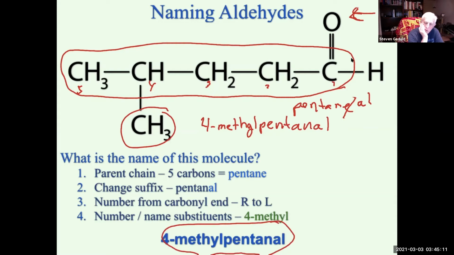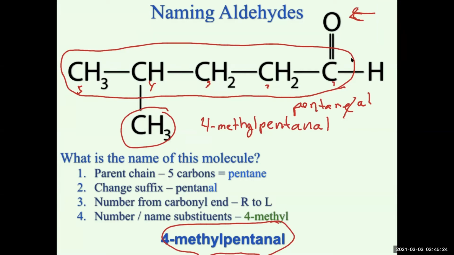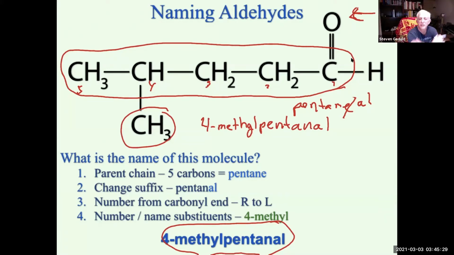Okay. Why do we not call it 4-methyl-1-pentanal? Because the carbonyl group is always going to be number 1. Perfect, exactly right. The carbonyl group always has to be number 1 on an aldehyde. You never put the 1. So it's 4-methylpentanal. Because you see it's an aldehyde with that AL ending, you know that carbonyl carbon is going to be number 1.